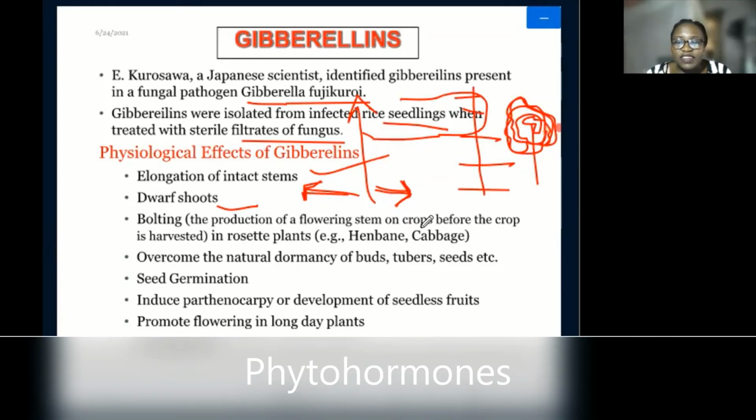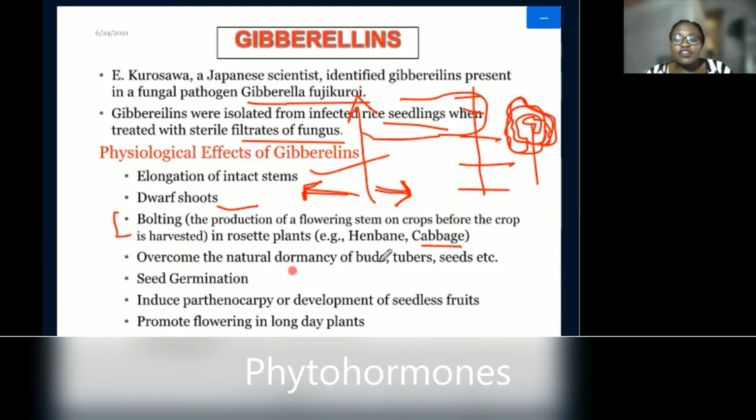We have bolting, the production of flowering stem on crops before the crop is harvested, for example, in cabbage. So this is not a good thing, because it causes flowering in cabbages before they are harvested, and this will, of course, reduce the value of our cabbage. So if it is in excess, then gibberellins are not very advisable at that point.